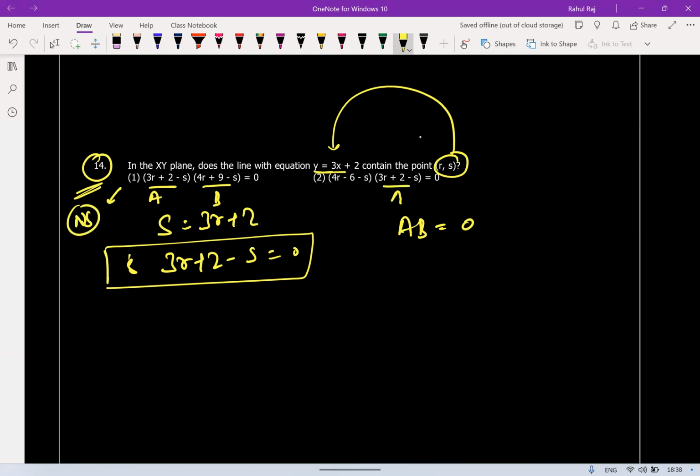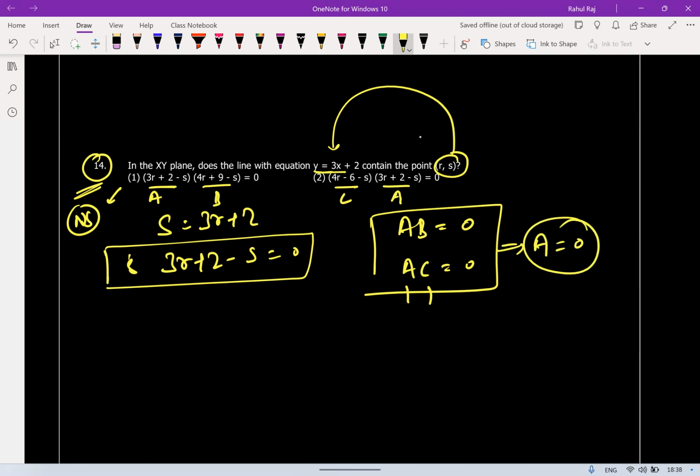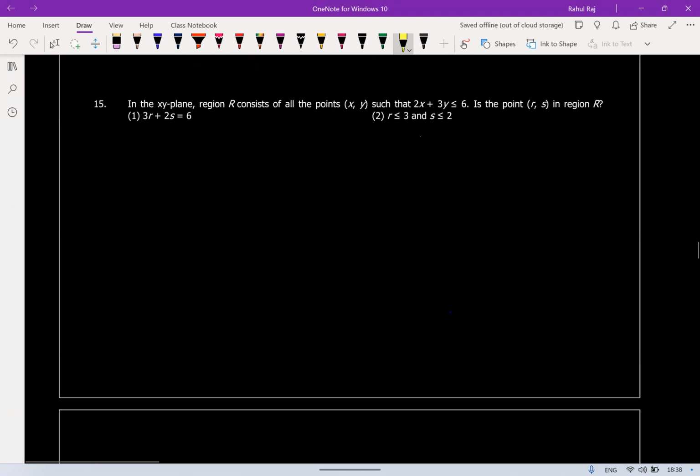Now this is again a and this is c, because this is a different one. So ac is equal to 0. Again, either a can be 0 or c can be 0. Not sufficient. But when you combine them, a is equal to 0. And if a is equal to 0, a is nothing but 3r plus 2 minus s. That's it. It's a normal problem for them. You just have to understand what the question is. And we do 15th number.